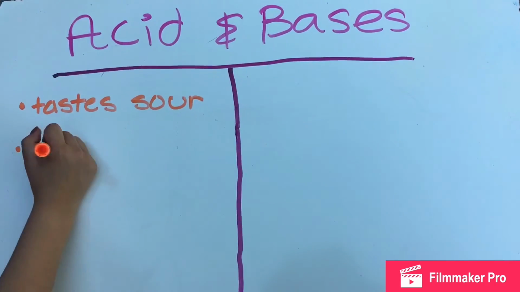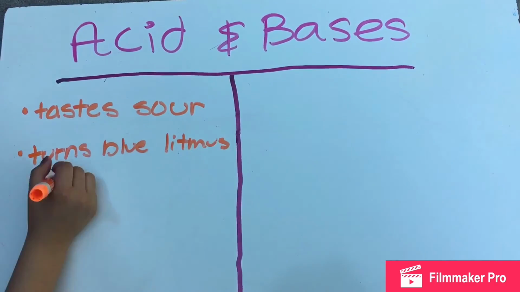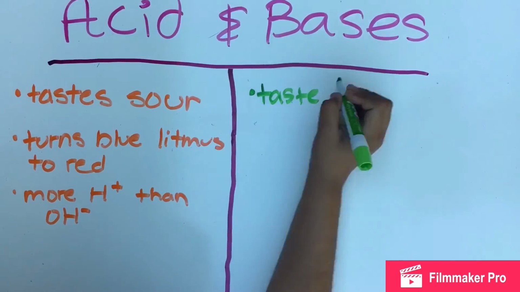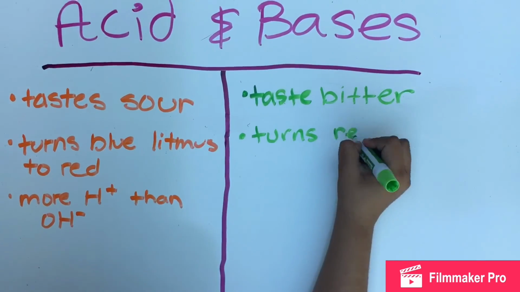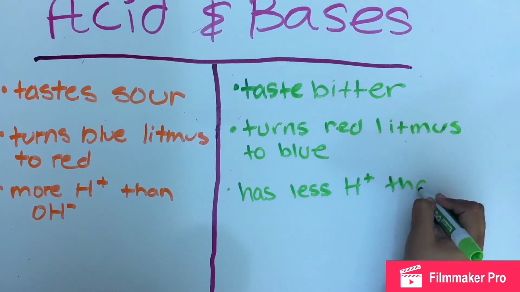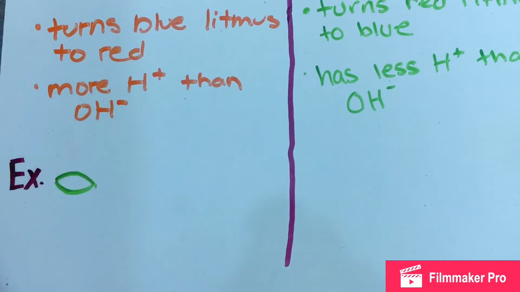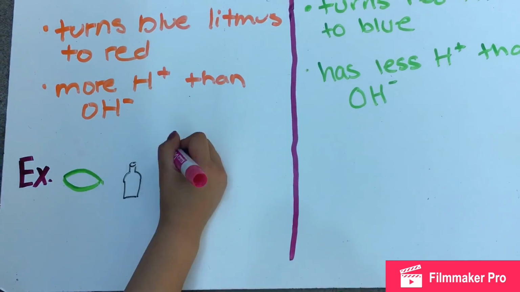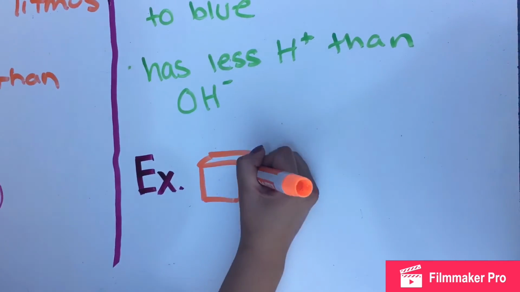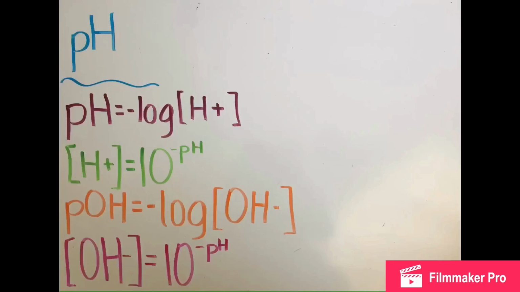Acids taste sour, turn blue litmus paper to red, and have more H+ ions than OH- ions. Bases taste bitter, turn red litmus paper to blue, and have less H+ ions than OH- ions. Some examples of acids include lemons, vinegar, and stomach acids. An example of a base is baking soda. These are the formulas to find pH, H+, pOH, and OH-.